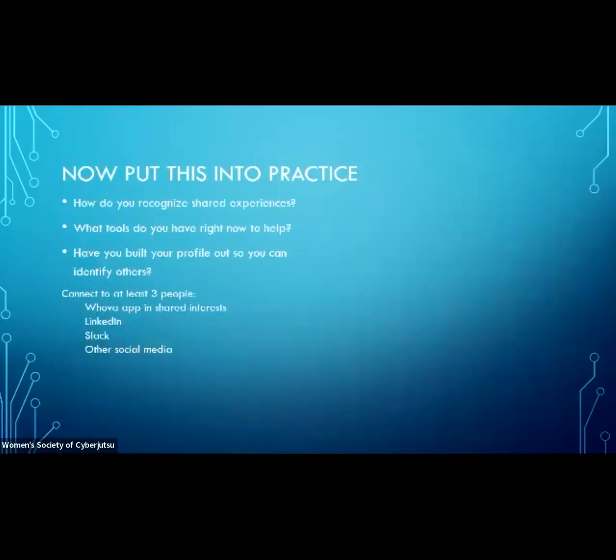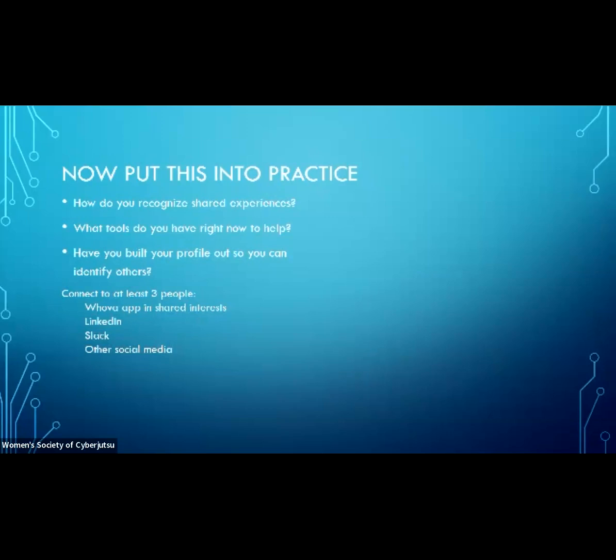All right, so now you're going to put it a little bit into practice and figure out how do you identify shared life experiences in others. What tools do you have right now to help, and how do you build your profile so you can identify others? Your job today is to connect to at least 3 people. Somebody here has stickers if you show her that you can do that.